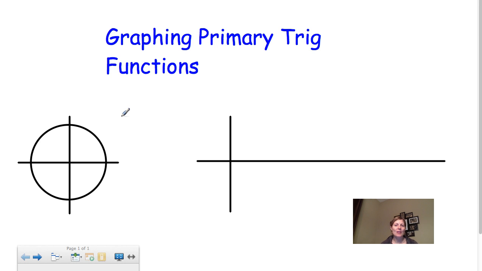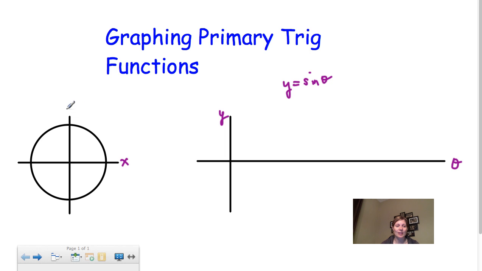Okay, so we're going to graph our primary trig functions, sine and cos specifically, and do some transformations with those trig functions. But first of all, we have to take a look at our general function for y is equal to the sine of theta. So we're going to look at how this graph actually develops. And we're going to go back to the unit circle to come up with this development of this graph.